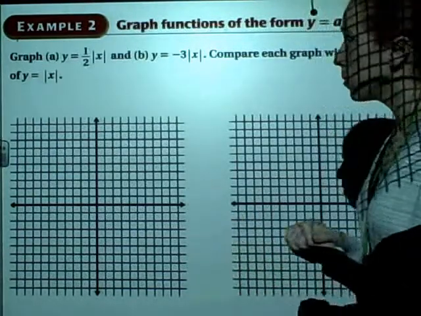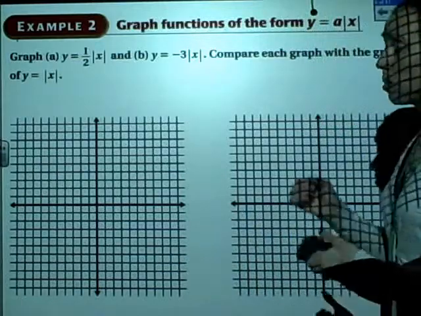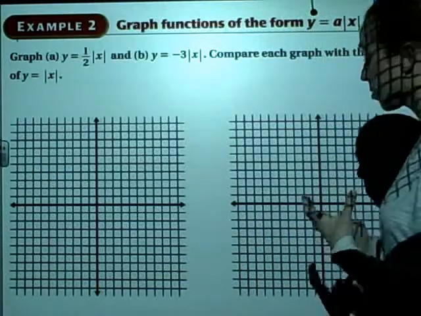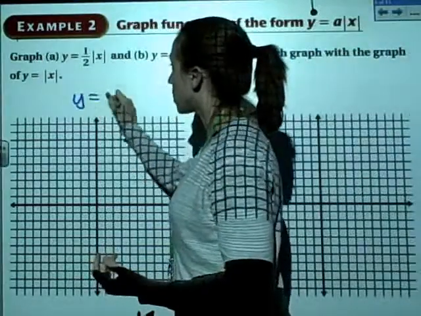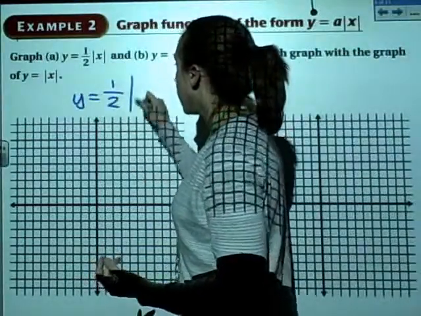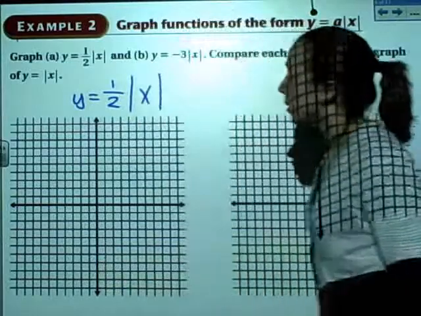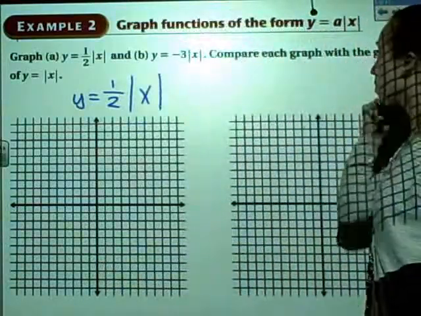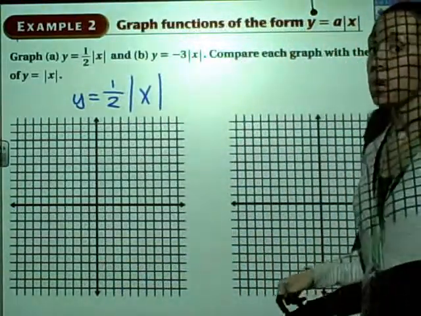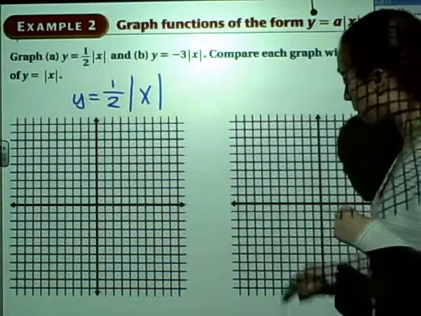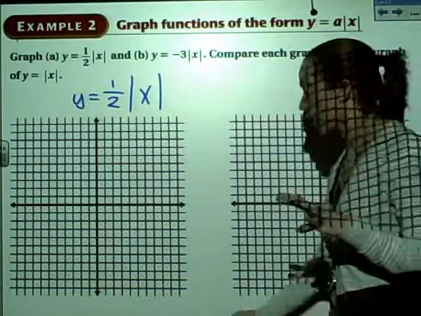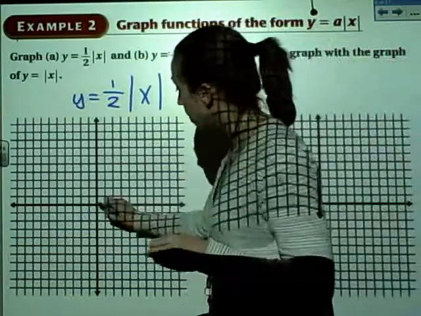Okay, so we have two different examples of stretches and shrinks. So we'll graph the first one here. This is y equals 1/2 absolute value of x. So we want to graph that function and compare it to the parent function. But what I'm actually going to do is graph the parent function first and then the new one, because then we can see how it changes and at least get our points on there.